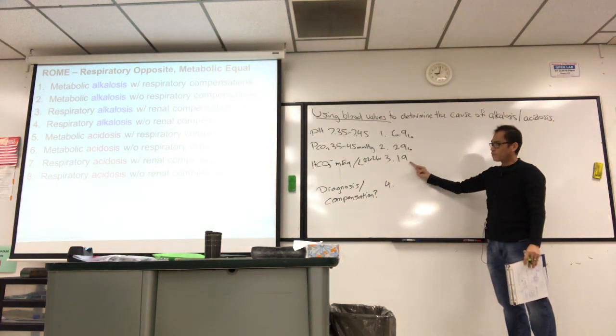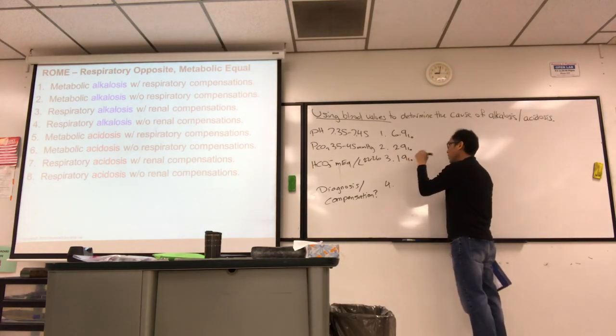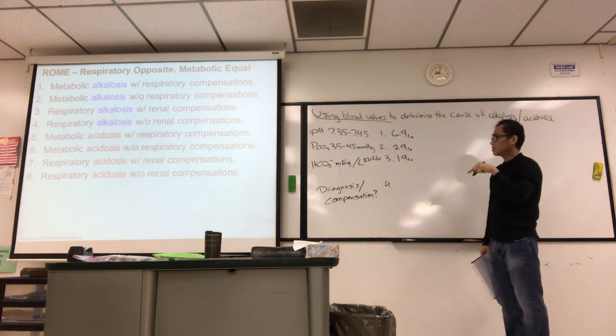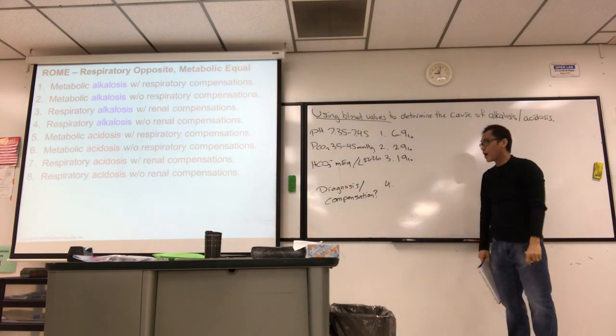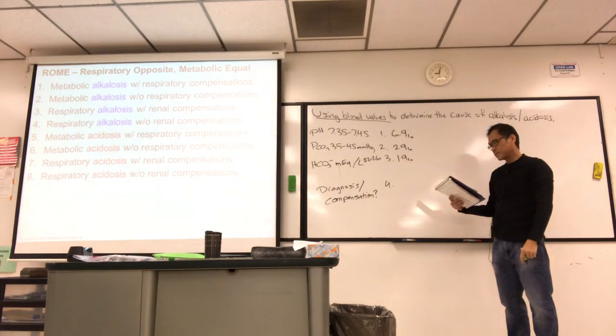Let's look at the third value. Is that high or low? That's low. So the rule is metabolic equal, low, low, low base, driving the pH down. It's a metabolic cause. So the first thing we can write for number four is metabolic acidosis.